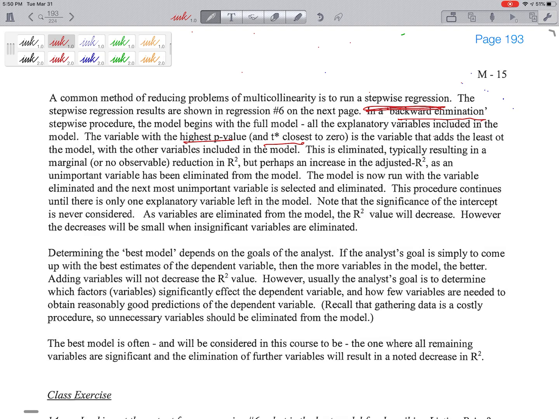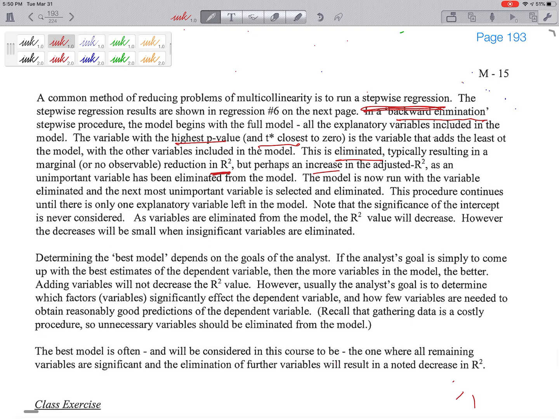And you run the regression, and then you take a look at the one with the highest p-value, which corresponds, of course, to the lowest t-star value, or the one closest to 0. So the one with the highest p-value is the least important variable in explaining listing price of the house when it's in with all the other variables. And so what you do is you eliminate it. You get rid of it. And what happens then is that you'll find that the R-square may not change at all. If it does, it might go down by a little bit, but you might actually see an increase in the adjusted R-squared because we got rid of a useless variable.